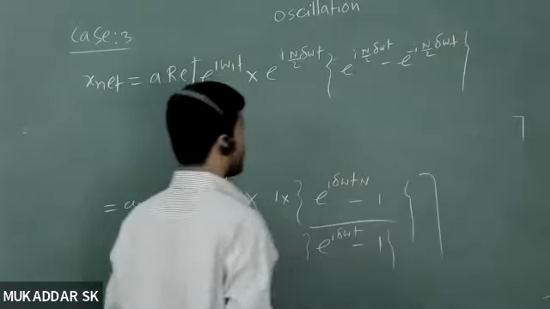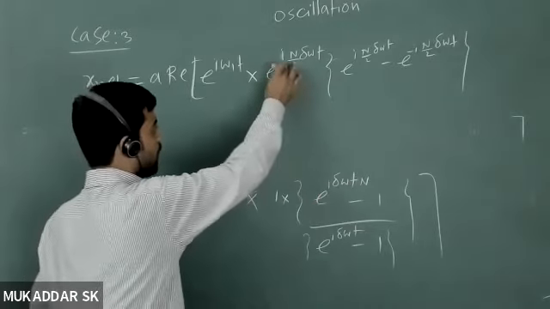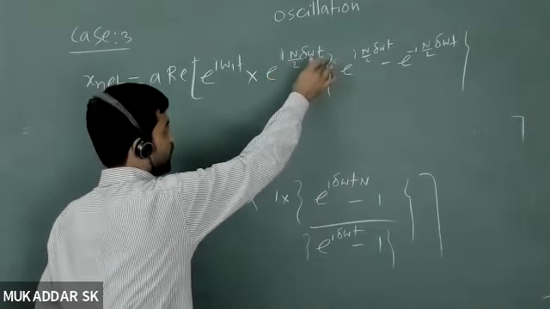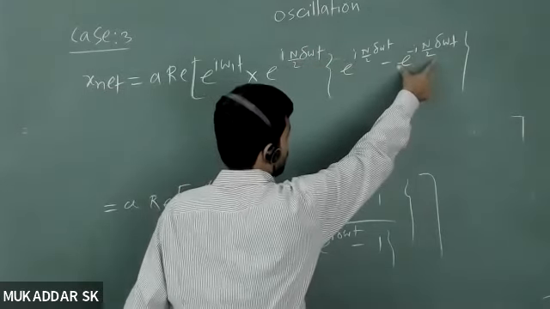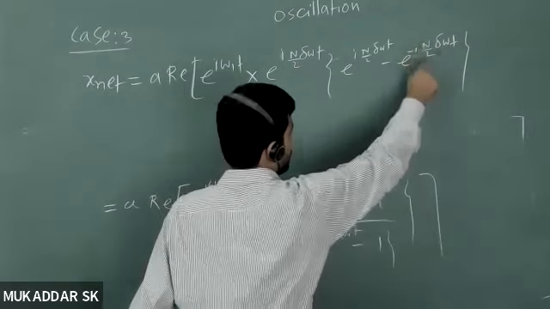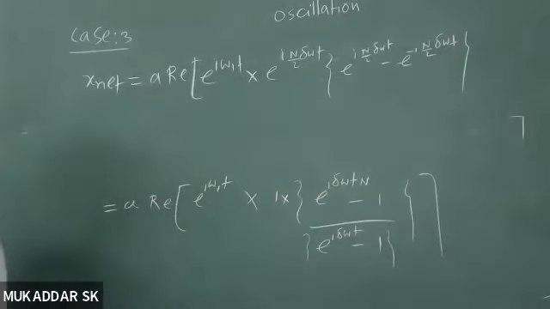So this part will become like this. In the upper part, I have taken exponential i n by 2 delta omega t common. So if you take common, the second term will become exponential minus i n by 2 delta omega t. Okay, is this part clear?